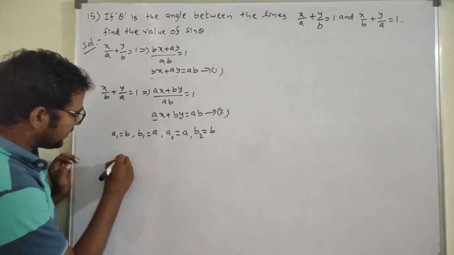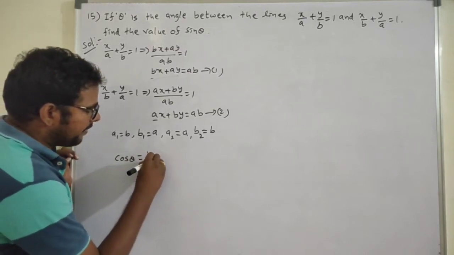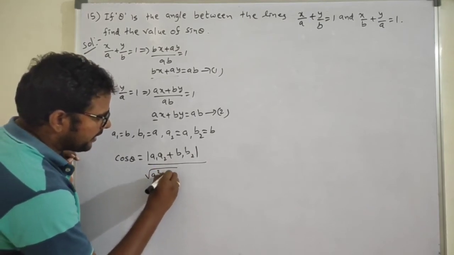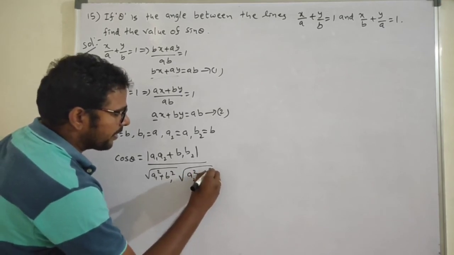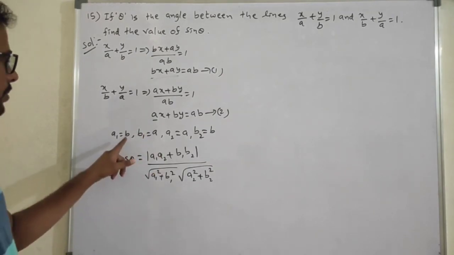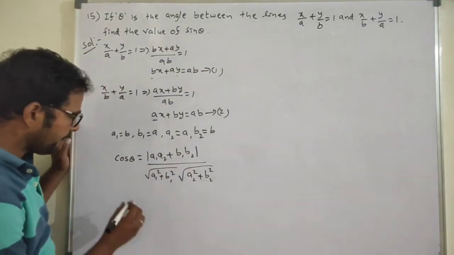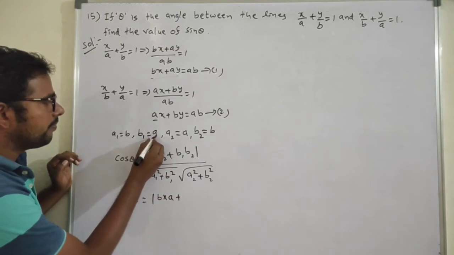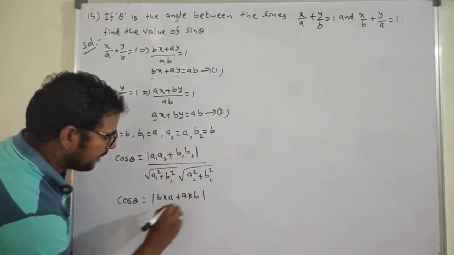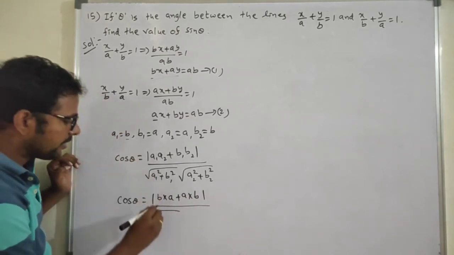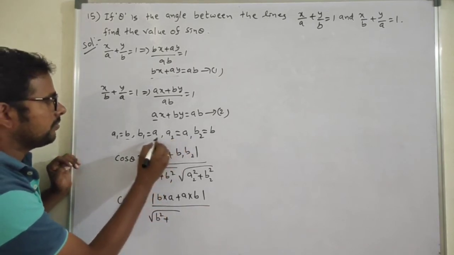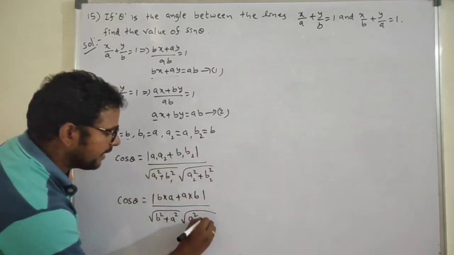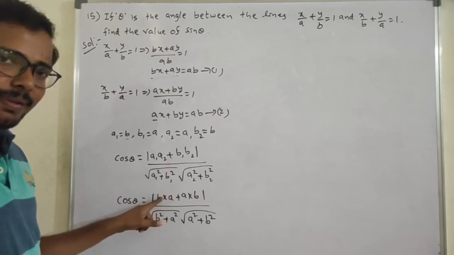So what is the cos theta formula? Cos theta is equal to modulus of (a1 a2 + b1 b2) by under root of (a1 square + b1 square) into under root of (a2 square + b2 square). Substituting all values: a1 is b, a2 is a, b1 is a, b2 is b. So numerator is ab + ab, which is 2ab, over under root of (b square + a square) into under root of (a square + b square).